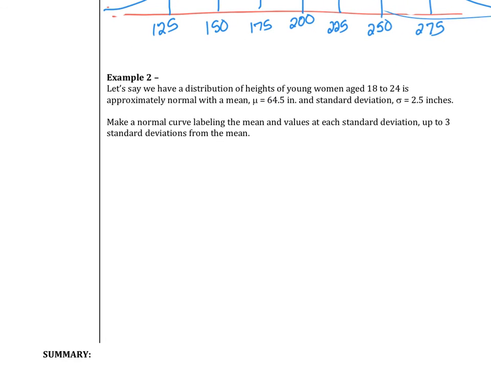So example 2. Let's say we have a distribution of heights of young women aged 18 to 24. It is approximately normal with a mean of 64.5 inches and a standard deviation of 2.5. Make a normal curve, labeling the mean and values.